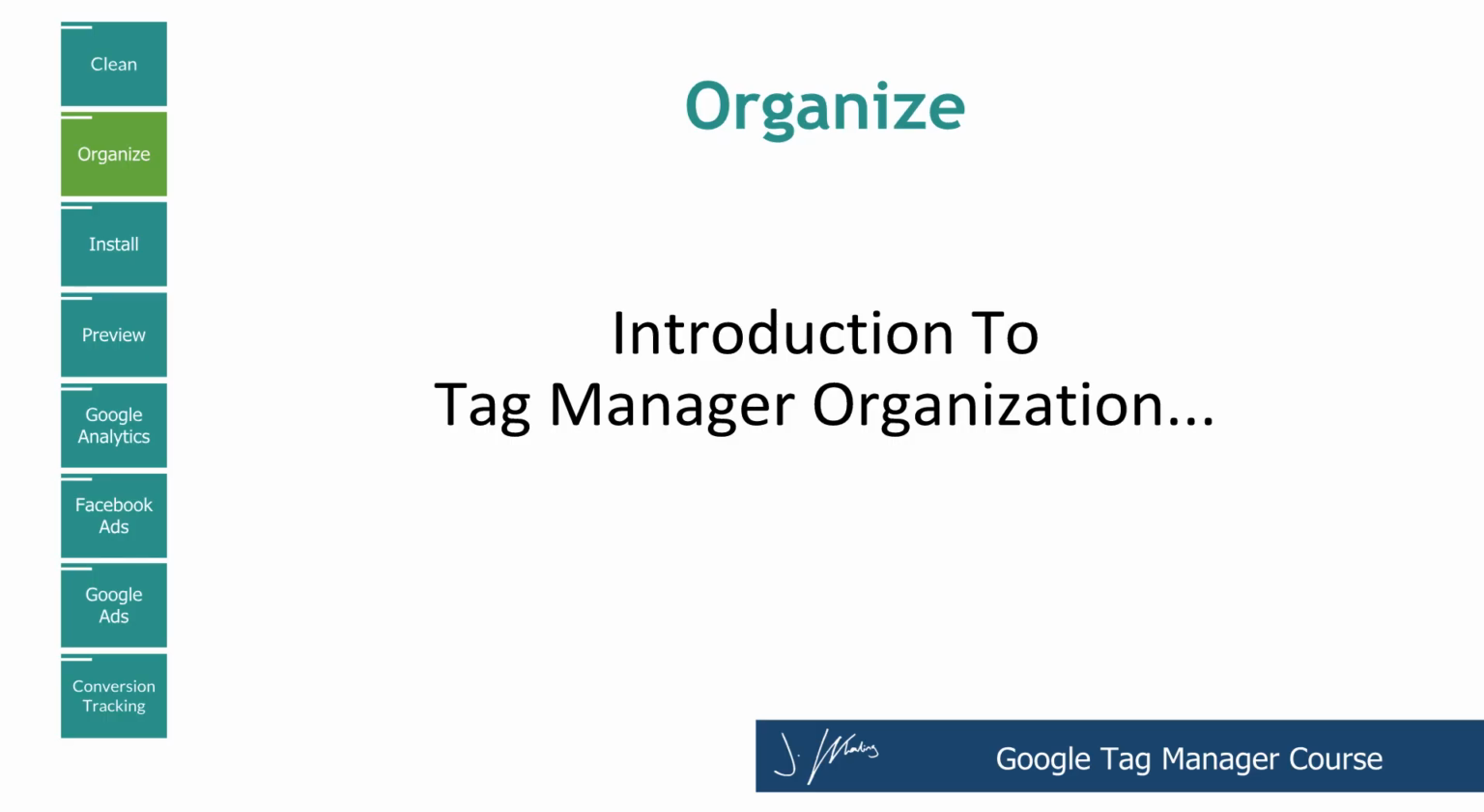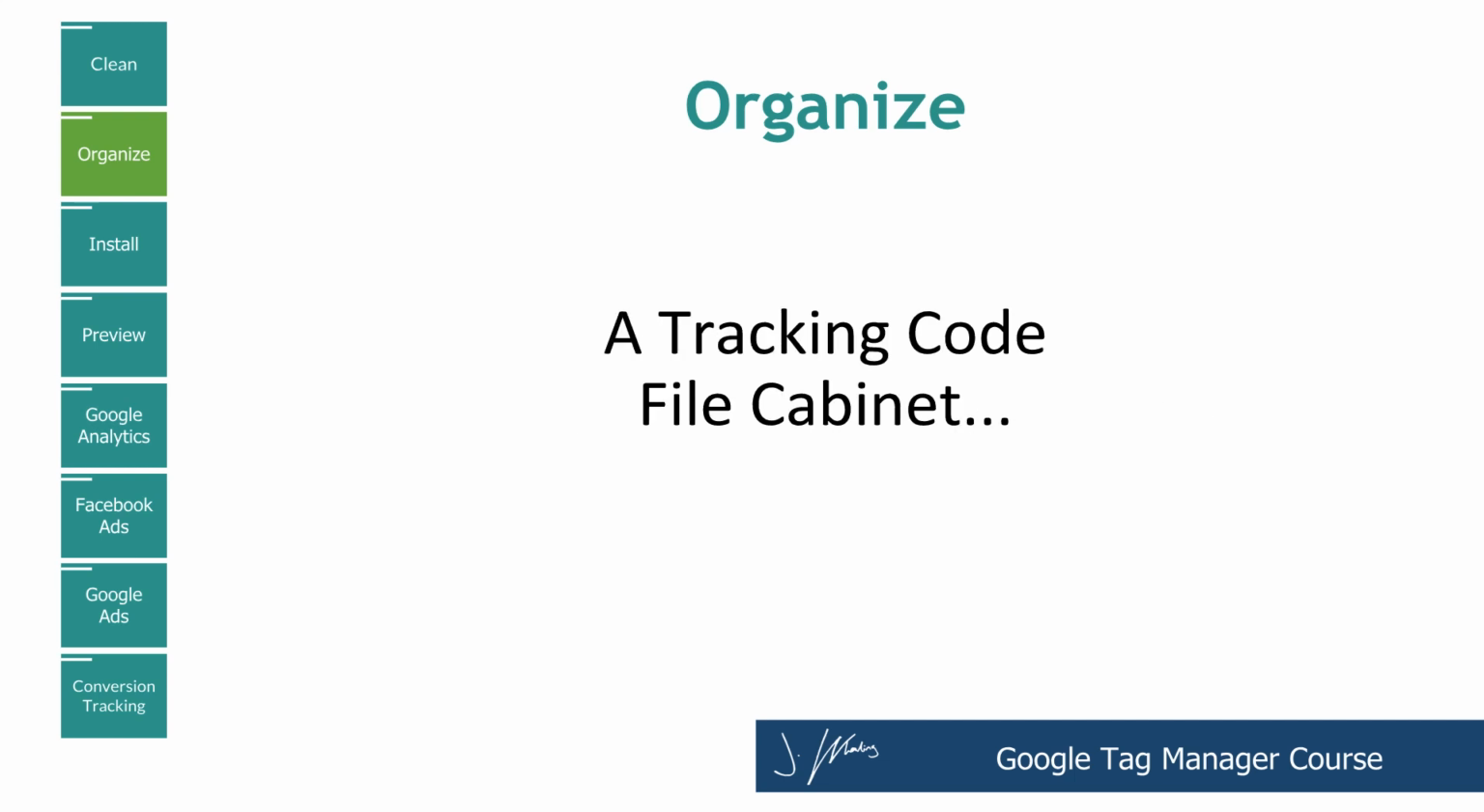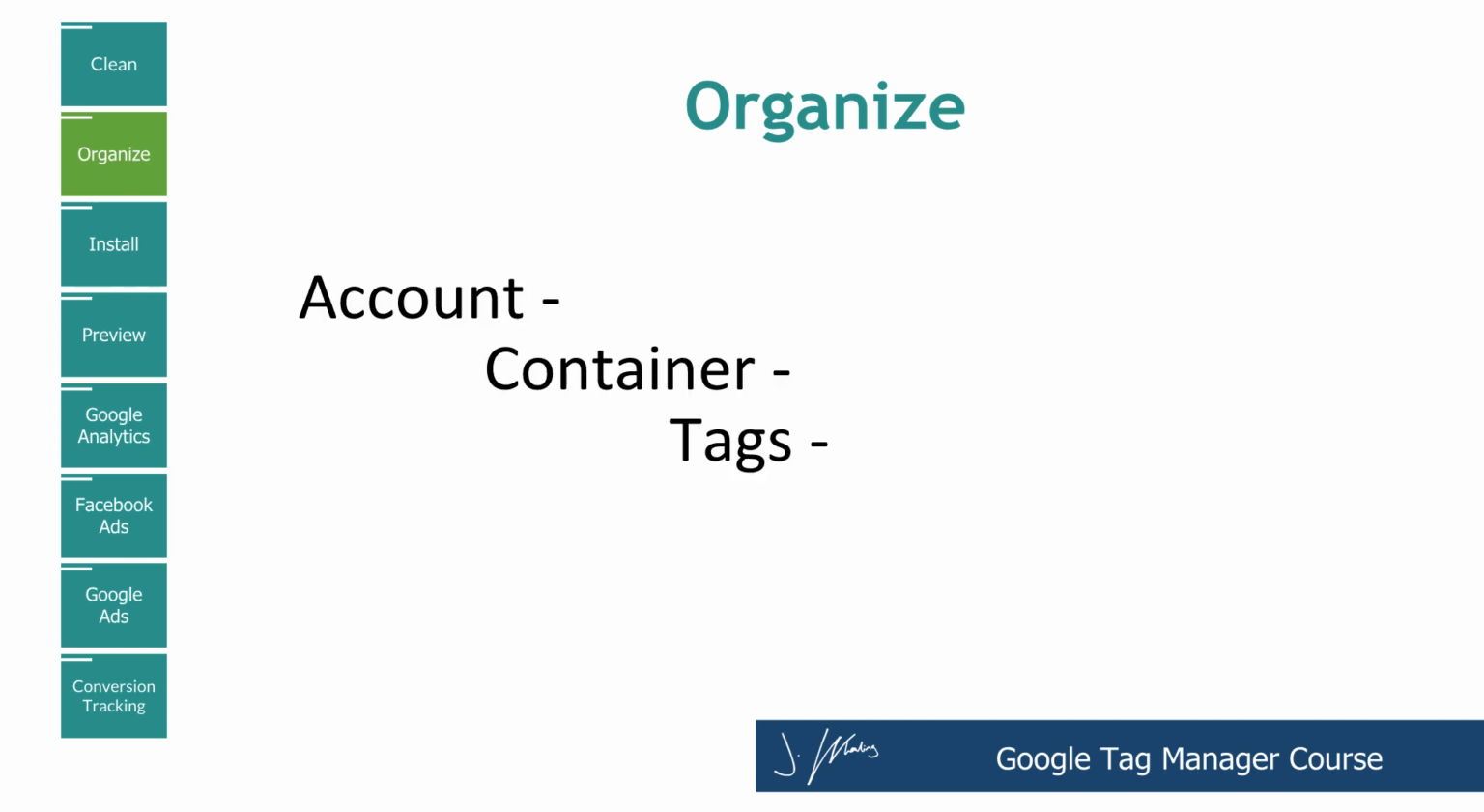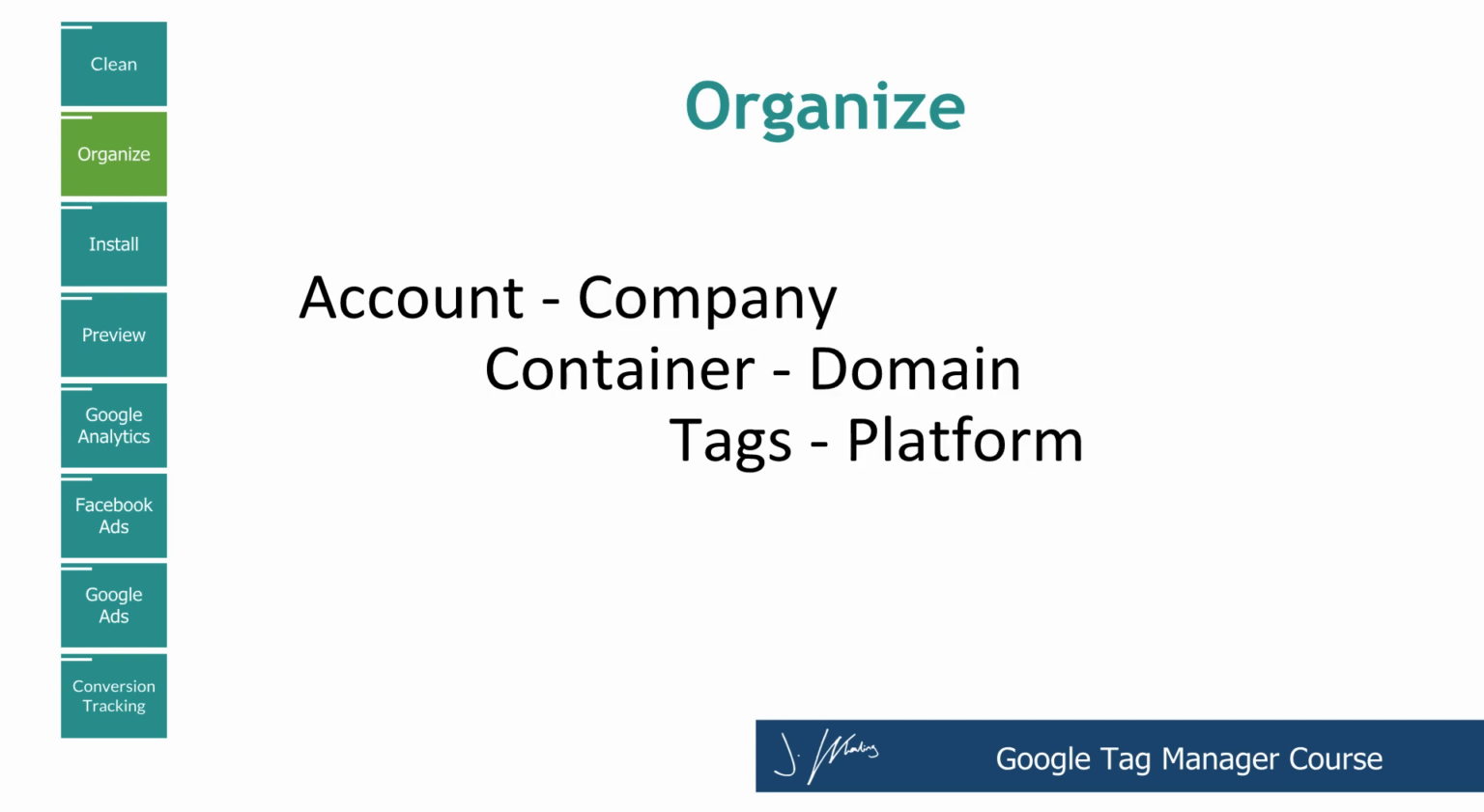Now, the second step is to understand how Google Tag Manager is actually organized. And the best way to think of Google Tag Manager is as a giant file cabinet for all of your tracking codes. So there are three levels inside of Tag Manager. We have account, container, and tags. Your account level is going to be your company. Your containers are your individual domains, and we'll get to subdomains in a little bit here. And then tags are the actual platforms that you're tracking, Facebook, Google, Pinterest, Bing, if you're using Bing for some reason, and so on and so forth.